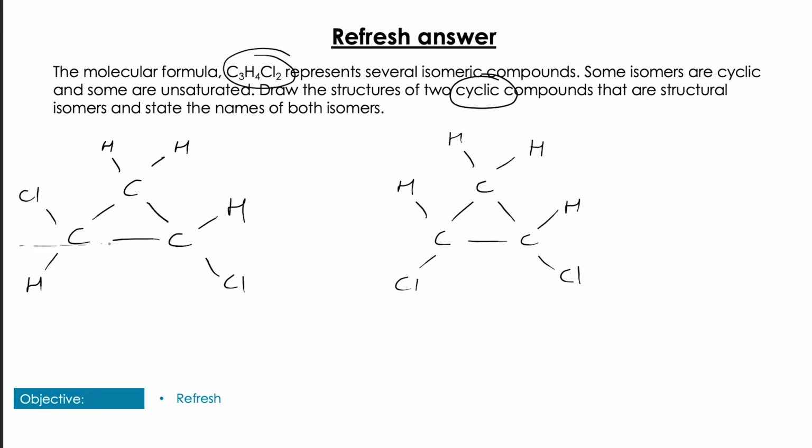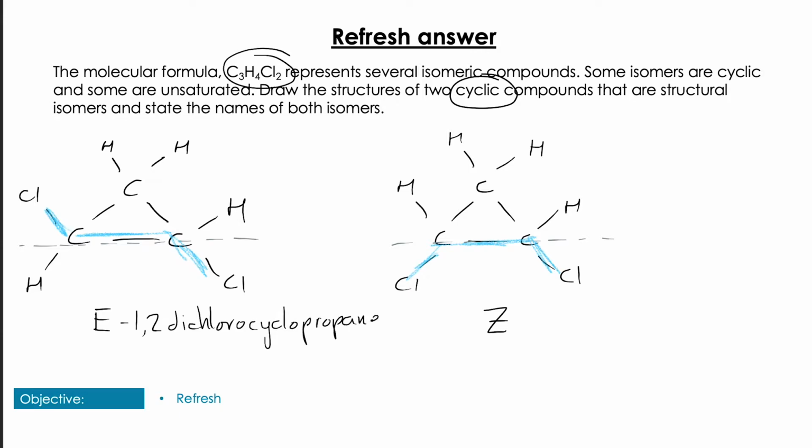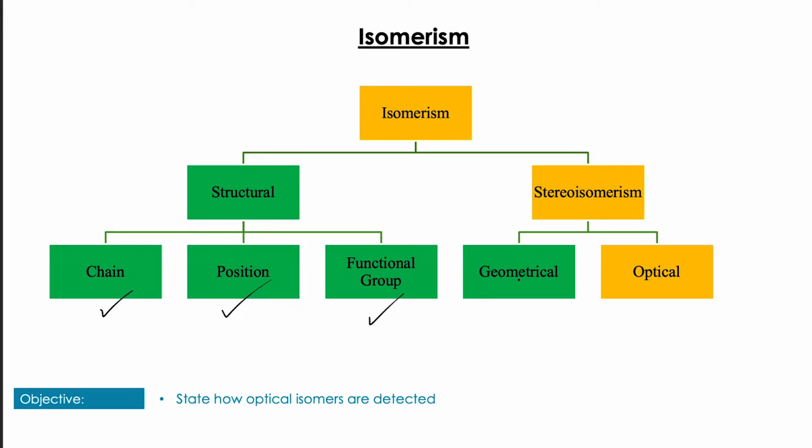So if we put the chlorines both below the plane of the ring or above and below, then we get the 2 different E and Z isomers. When we go across the ring, we're going to have our E isomer, and when we're on the same side, we're going to have our Z isomer. So this is going to be E-1,2-dichlorocyclopropane, and the other is going to be Z-1,2-dichlorocyclopropane.